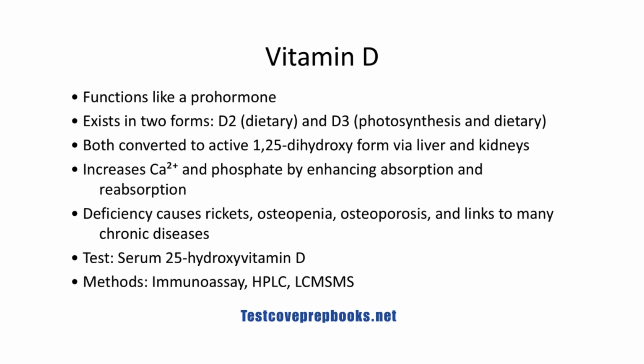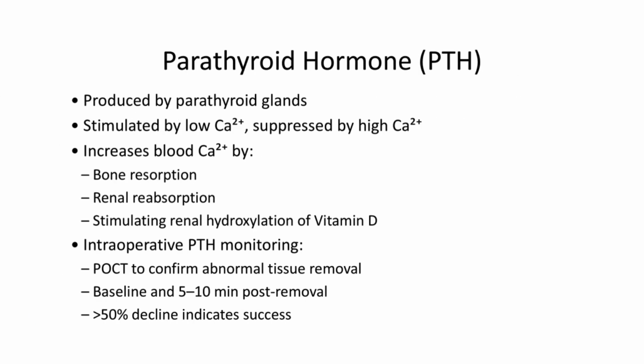Laboratory methods include immunoassays, high-performance liquid chromatography, and liquid chromatography tandem mass spectrometry. Next, let's move on to parathyroid hormone, or PTH. This hormone is synthesized by the parathyroid glands. Its production is stimulated when calcium levels are low and suppressed when calcium levels are high. PTH acts to raise blood calcium by stimulating bone resorption, increasing renal tubular reabsorption of calcium, and promoting the kidney's conversion of vitamin D into its active form.